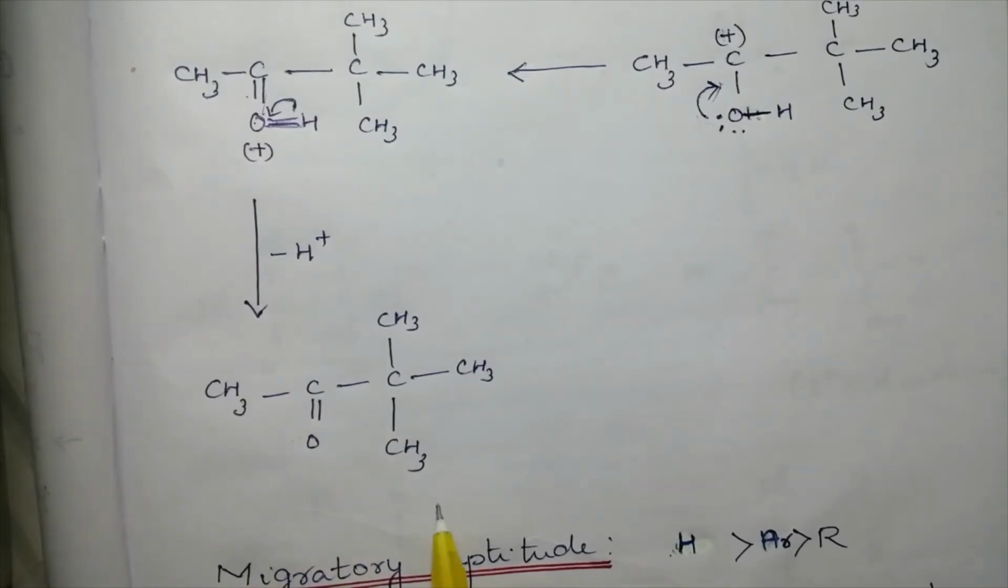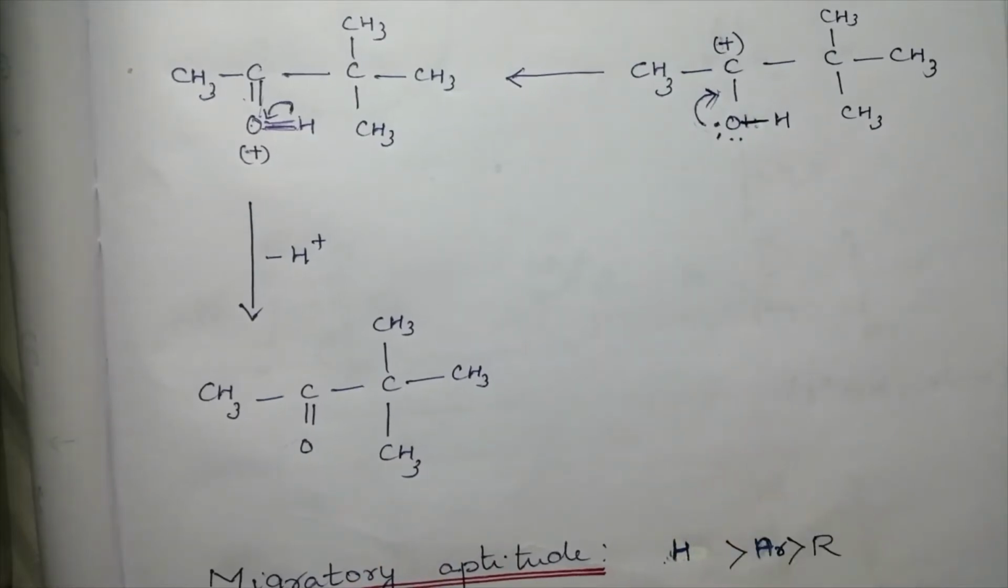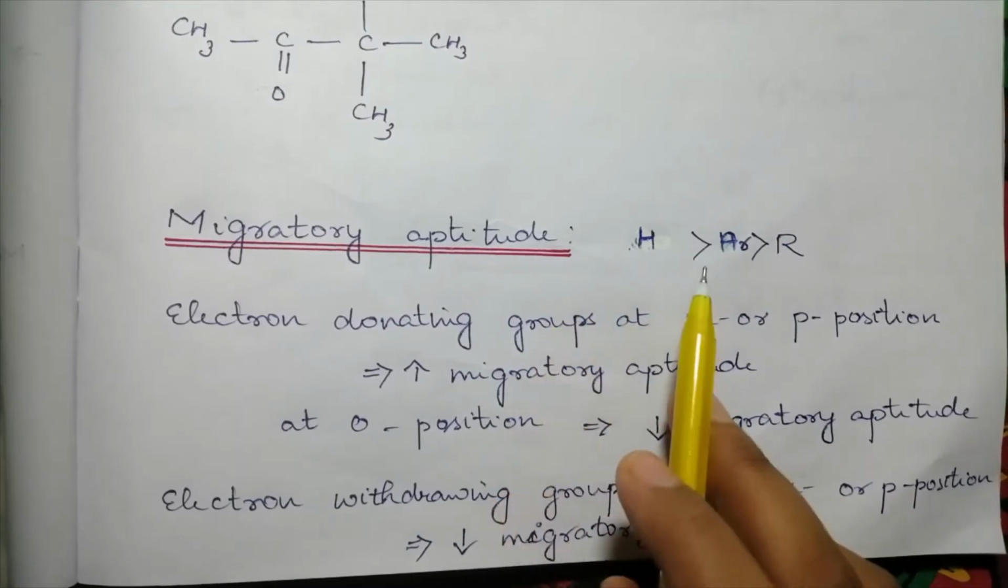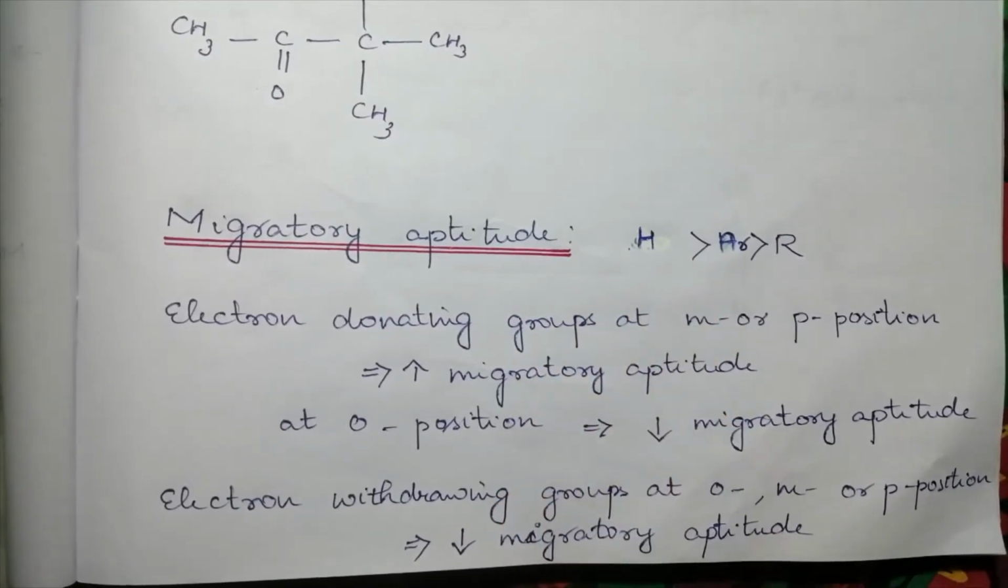Now this was our pinacolone that we had. So starting from the pinacol, we were able to reach the pinacolone in just 3 or 4 steps, very simple steps. Next is the migratory aptitude for this reaction, because in this reaction we know that a 1-2 shift is taking place. That is, a substituent from one of the carbon atoms gets shifted to the carbocation, right?